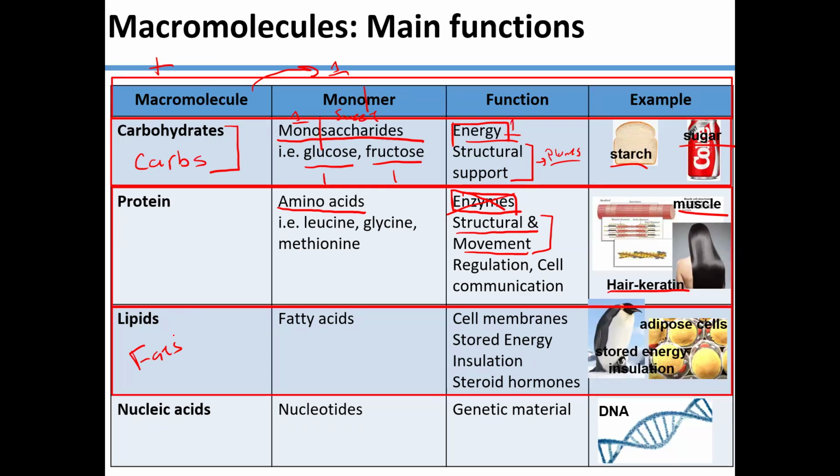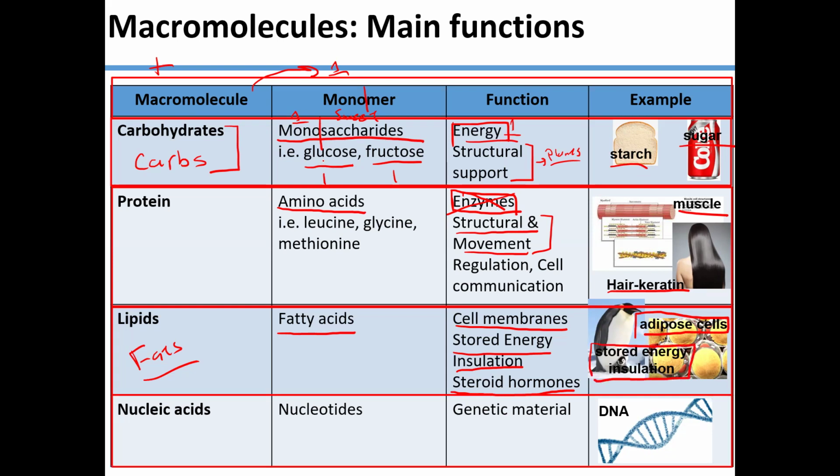Our next one is going to be our lipids, also known as fats. And our monomer, so the smallest version of this, is going to be fatty acids. Fatty acids are going to be great for cell membranes. It's also going to be good for storing energy as well as insulation, keeping us warm. And it's going to help produce our steroid hormones. So in this case, examples are going to be adipose tissue cells. And in this case, this is just a scientific way of saying fat cells. And again, remember, it's great for storing energy and it's great for insulation.